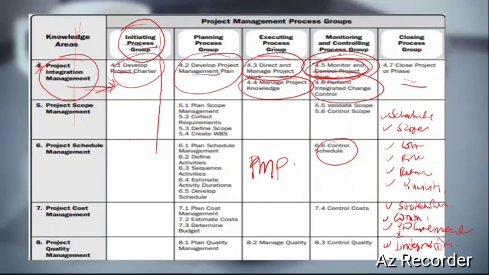And we use the perform integrated change control. It's done at the integration level. Why? Because it's touching every part of the project. Every change in the project will be done here, will be controlled here.